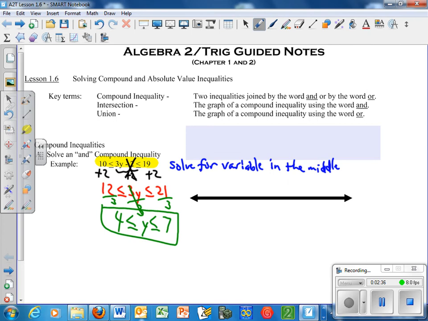Now to graph that, that means that 4 is less than or equal to y, and y is less than or equal to 7. So it's the numbers between 4 and 7, and we're going to include 4 and 7 because of the equal to part on the inequality. So we've got 4, we've got 7. They are going to be closed circles. Remember, if it has the equal to part on, they are closed circles, and we're graphing in between. So there's the numbers that would fit that.